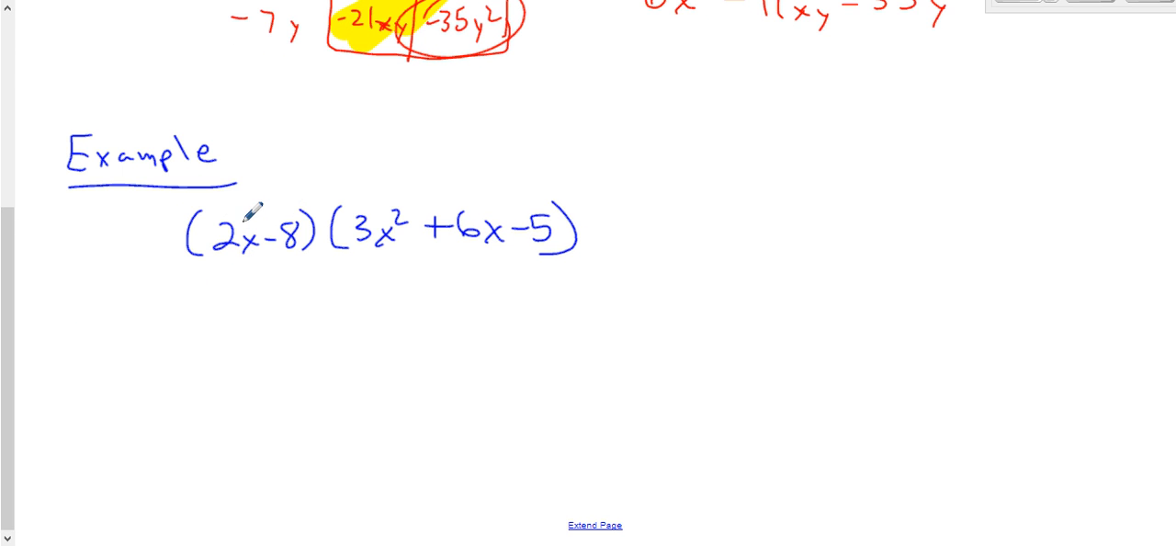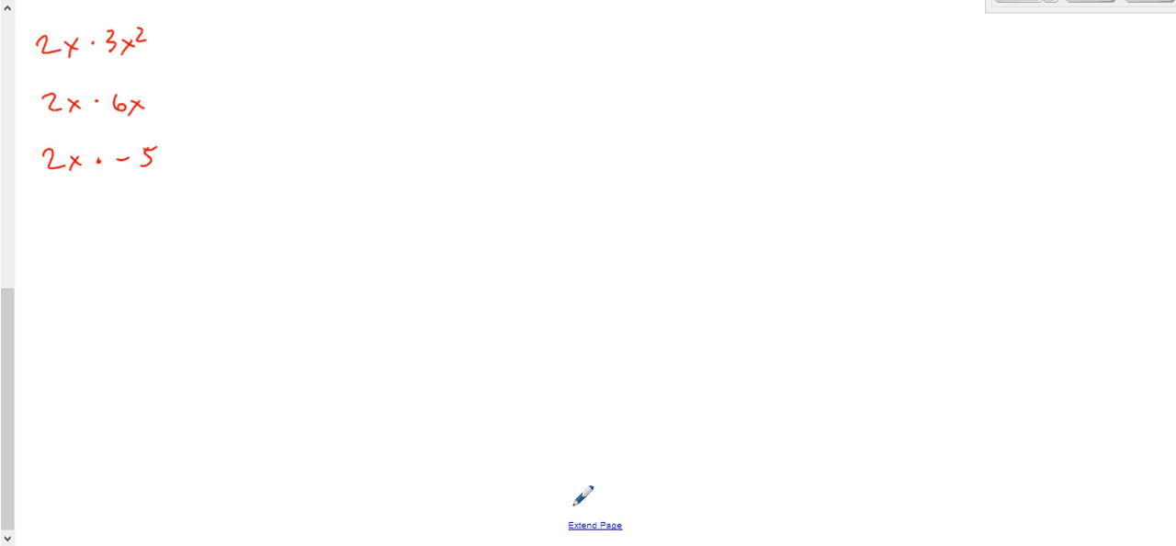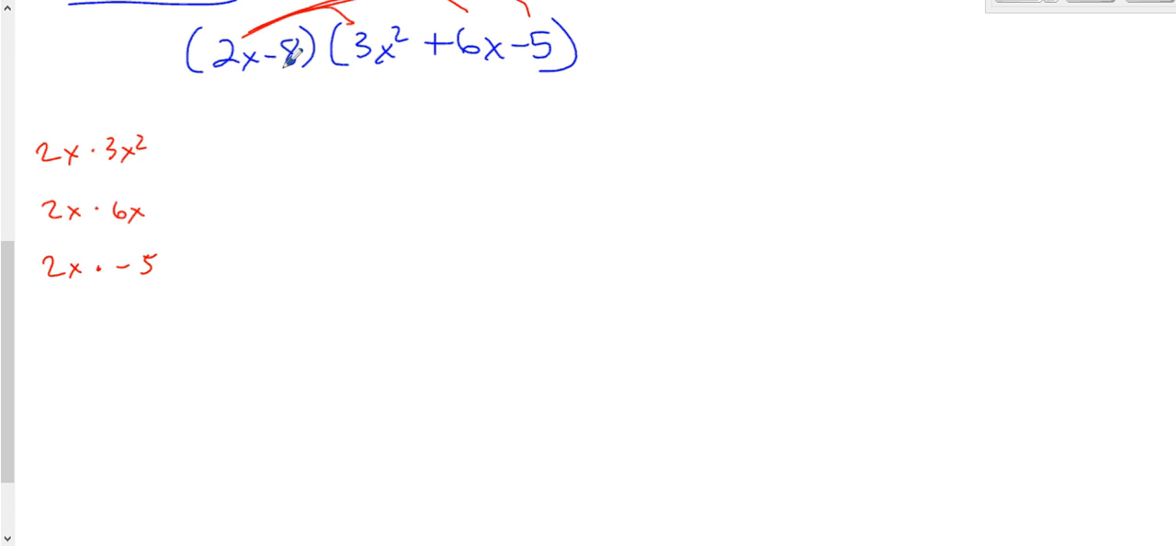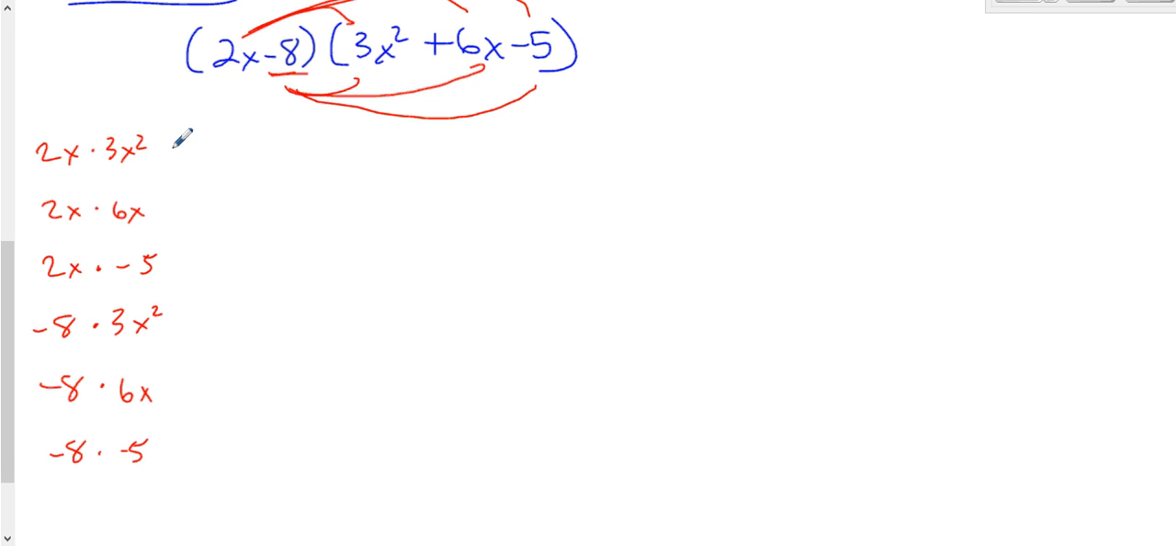So if I do distribution of terms, I do 2x times 3x squared, 2x times 6x, 2x times negative 5. And then this is a negative 8 there because of that minus. So that's negative 8 times 3x squared. Negative 8 times 6x. Negative 8 times negative 5. Go ahead and multiply these out.